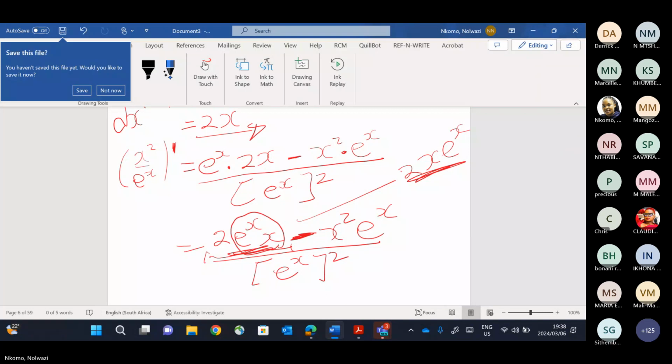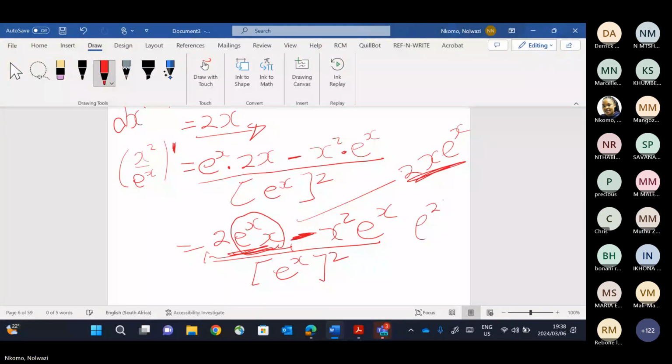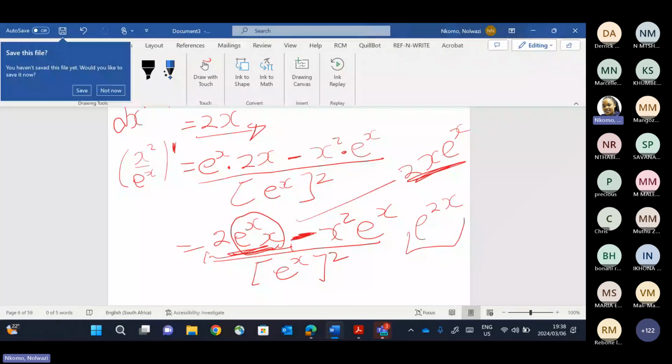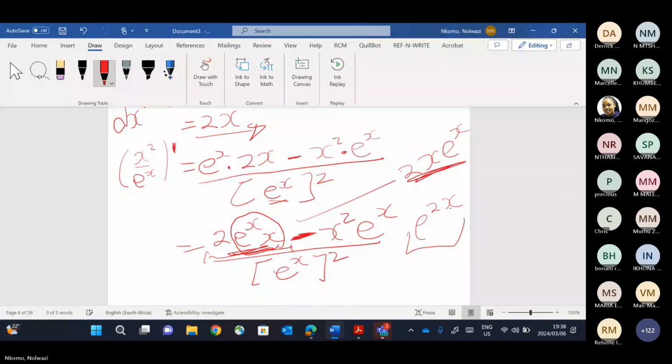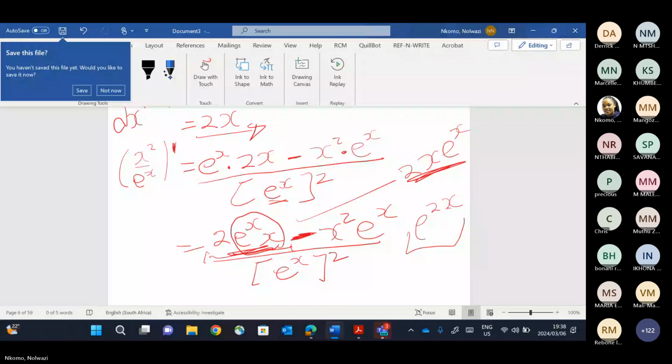Sorry, ma'am. Yes. The denominator, can it be e to the power 2x, just to simplify it? Yes, if you simplify, it is e to the power 2x, but you can leave it like this. But if you simplify, it's like this. Any more questions?